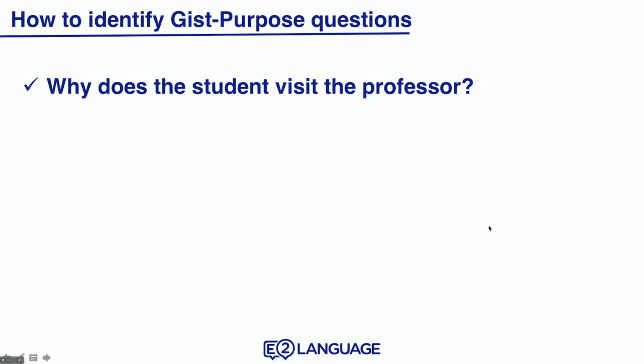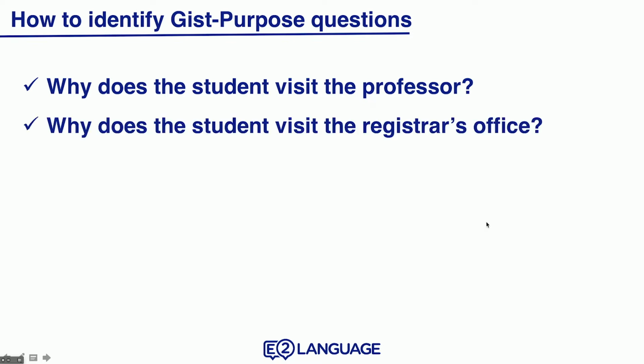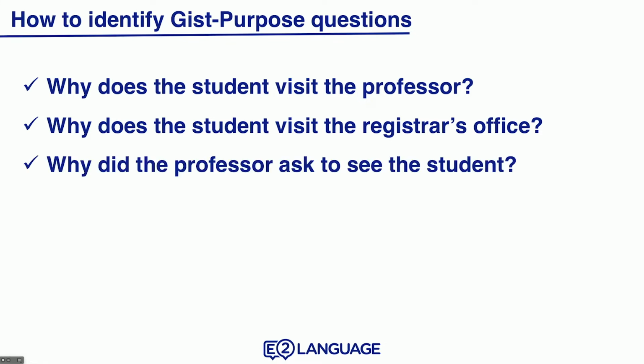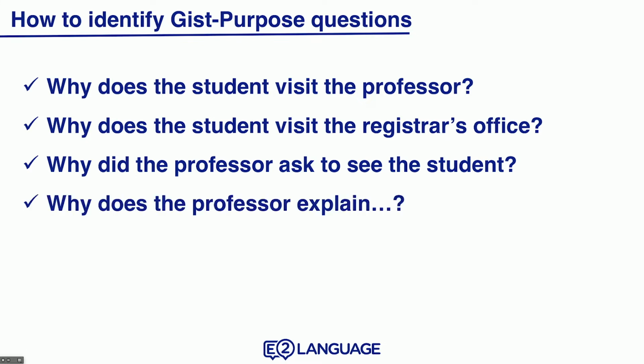How do we identify these question types? Well, you're going to see question prompts that say something like, why does the student visit the professor? Or why does the student visit the registrar's office? Why did the professor ask to see the student? Or why does the professor explain blah, blah, blah?